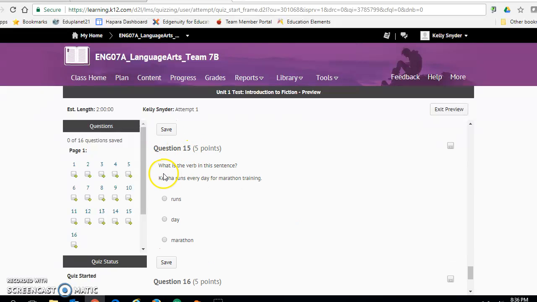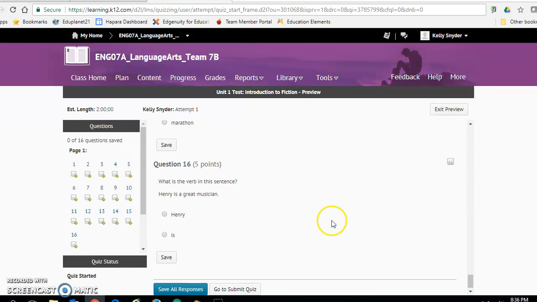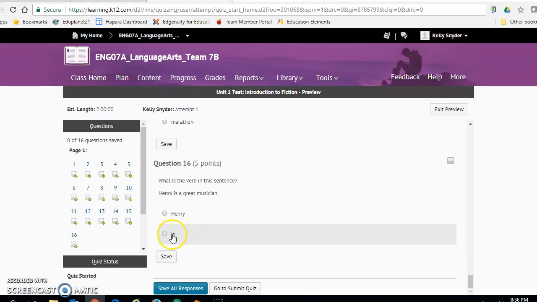Question 15. What is the verb in this sentence? Keisha runs every day for marathon training. What is the verb? Is it runs, day, or marathon? Finally, last question. What is the verb in this sentence? Henry is a great musician. Henry or is?